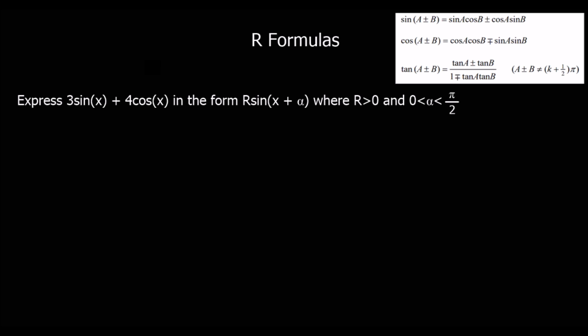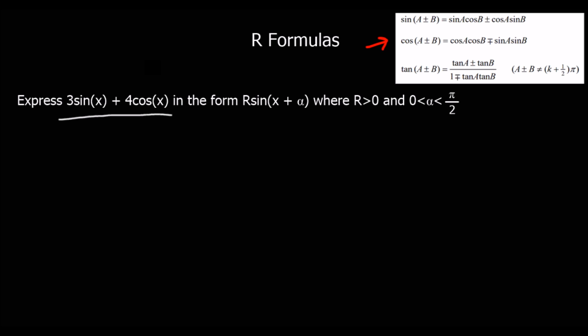In this video, we're going to look at the R formulas. We use the R formulas to change something in a form like this: something sin x plus or minus something cos x, or something cos x plus or minus something sin x. So it's just in terms of sine or just in terms of cos. And we do that using the addition formulas, these here, which we're given in the formula book.